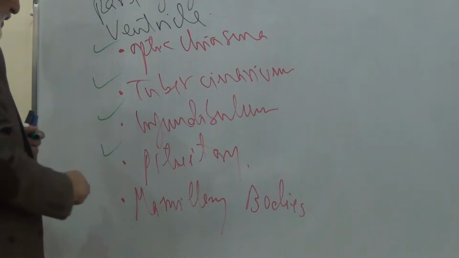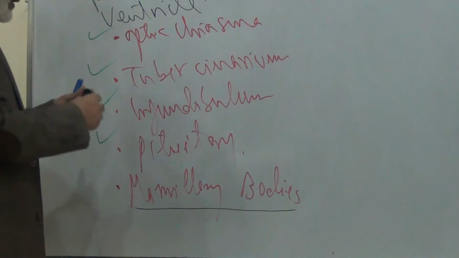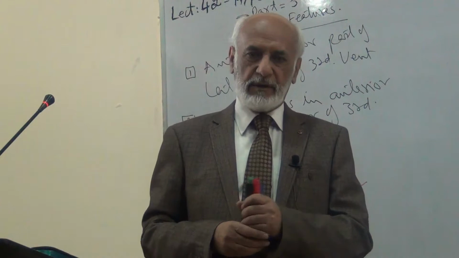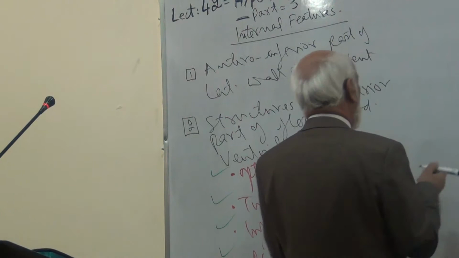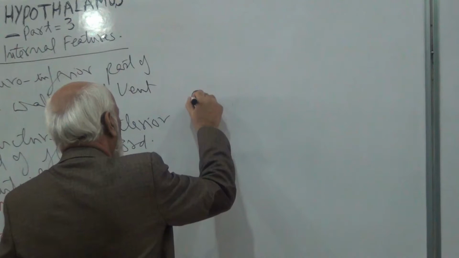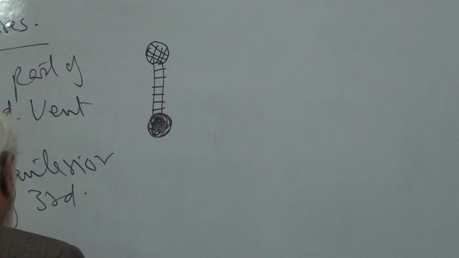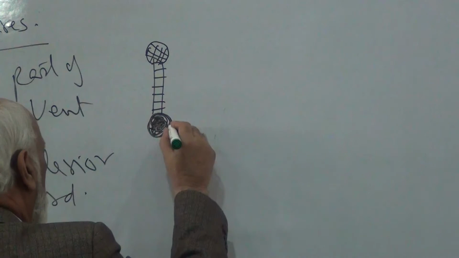Now what about the mammillary bodies, which are also part of the hypothalamus and comprise important hypothalamic nuclei? This is the optic chiasma. Above it is the lamina terminalis, and still above is the anterior commissure, then tuber cinereum, infundibulum, and pituitary gland.